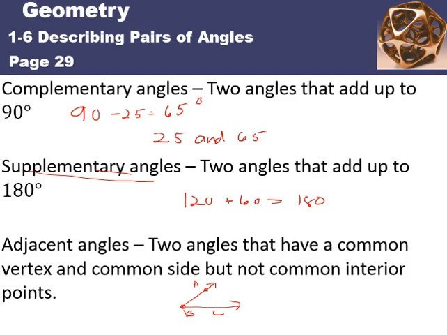And let me grab a blue. So if I was talking about this blue angle, this is DBC, they have a common vertex right there. And AB right here is a common side. So AB is a side for the red angle ABC, and it's also a side of the blue angle ABD. So those are adjacent angles.